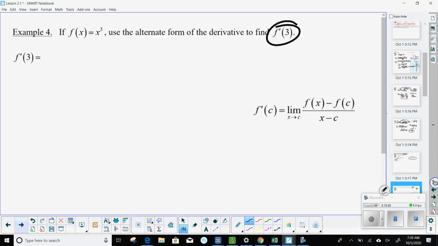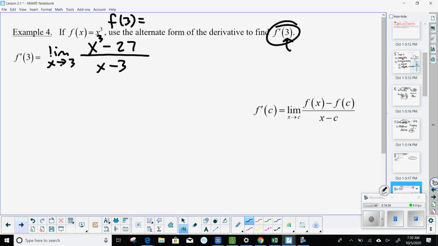So if I'm finding f prime of 3, I take the limit. Now, instead of as h approaches 0, it's as x approaches whatever c is. C is the point where you're trying to find the derivative. That's when x is 3. So I'm going to say the limit as x approaches 3 of, and on top I go f of x minus f of c. F of x is x cubed, minus f of c. That means I plug in 3, that's f of 3. So if I plug 3 in there, 3 cubed is 27, all over x minus c, that'd be x minus 3.